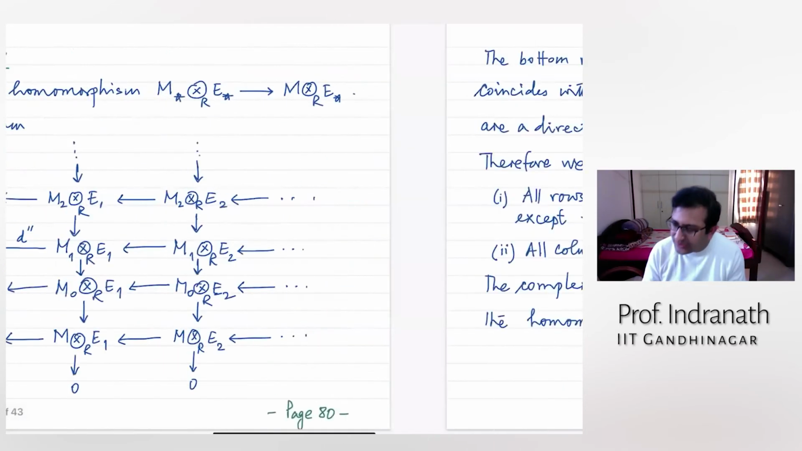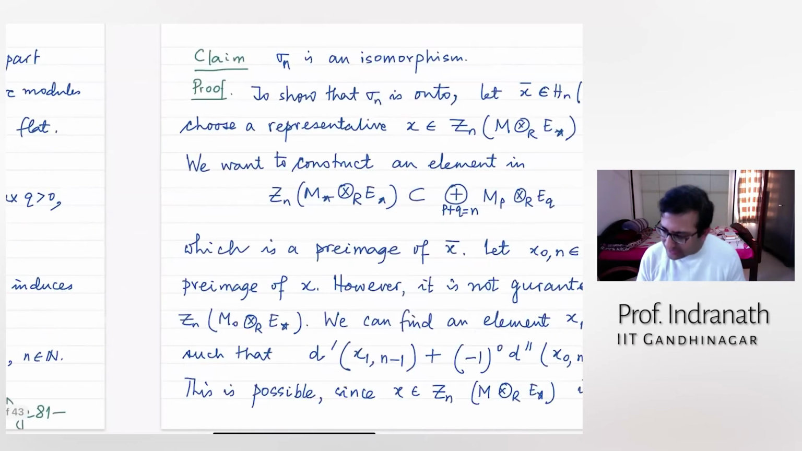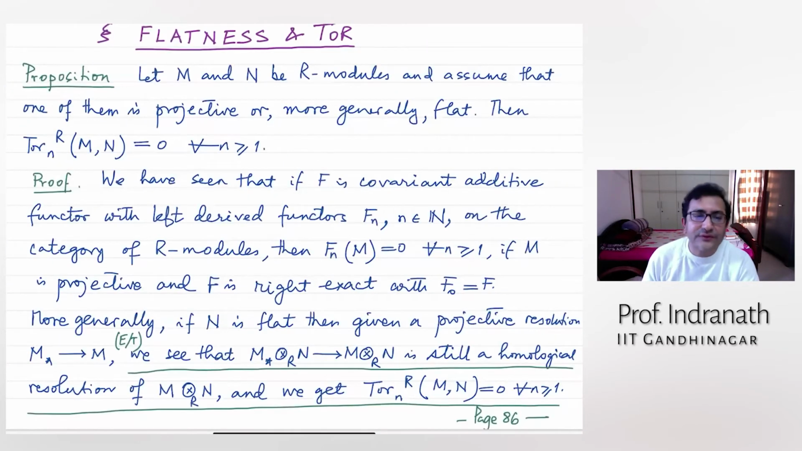Okay, so finally we are here, and we will quickly wrap it up now. We said that the Tor flatness criteria, we would like to see it in terms of these functors, these derived functors. So M and N are modules, and assume that one of them is projective or flat, then you have this is 0. Well, this you can actually easily prove, but there is a caveat here.